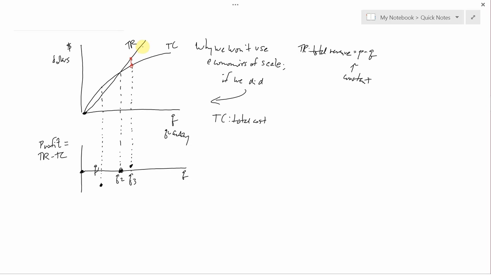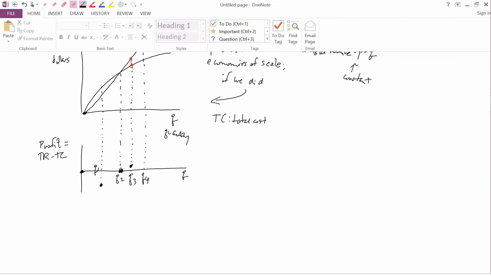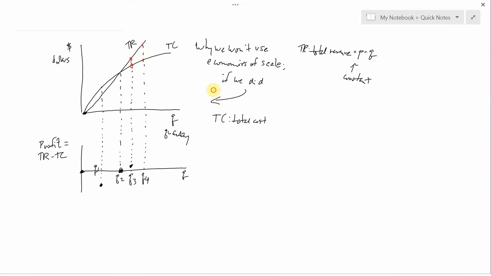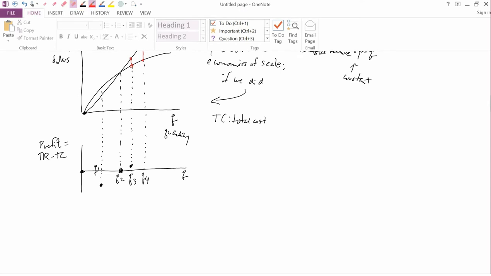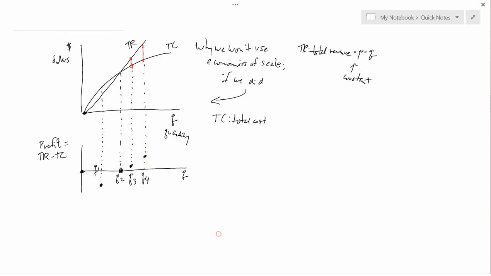If we get to a higher value of Q, let's say Q4, then the gap between total revenue and total cost gets even bigger, and so you have a bigger profit. Let's see if I can extend this. So if we go to a larger Q, Q5, the gap here gets even larger. Here's total revenue, here's total cost, the gap is profit. And so profit gets even bigger.